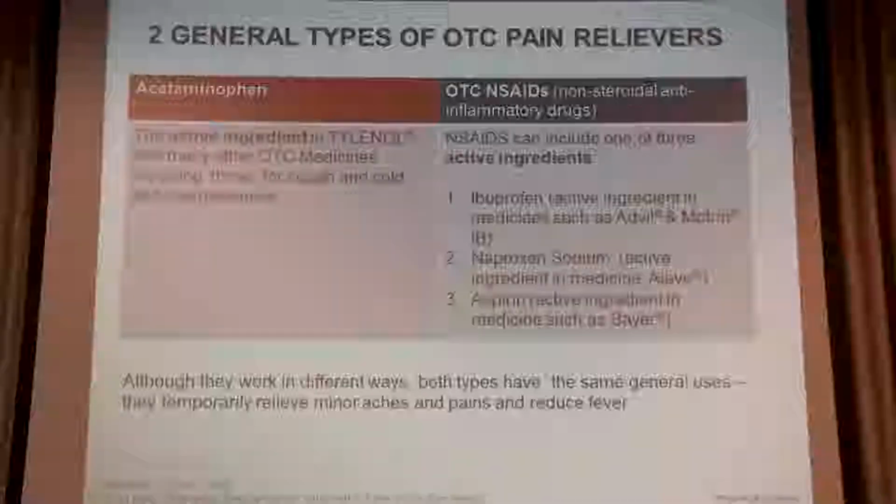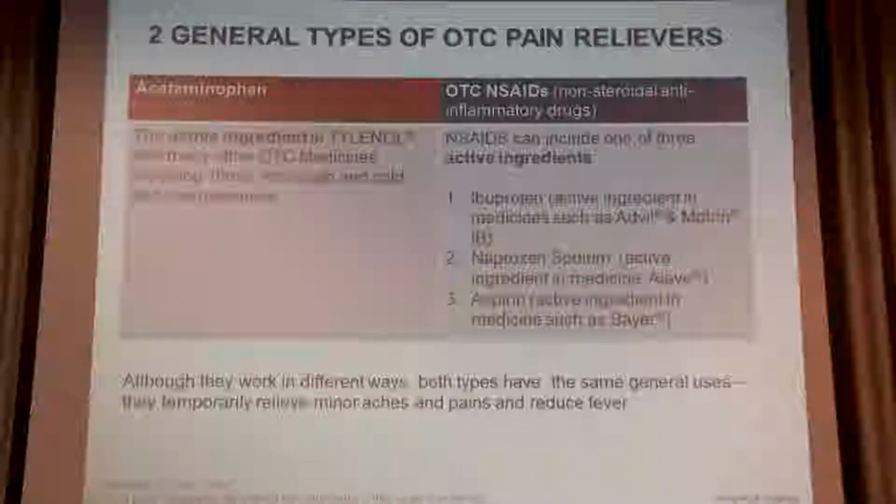These work very well for inflammation. They work well for pain. They are a very good medication for that. On the other side is Tylenol or acetaminophen, and it too works well for pain. It can relieve minor aches and pains, and they have different mechanisms of action, so they can be taken at the same time without interfering too much.